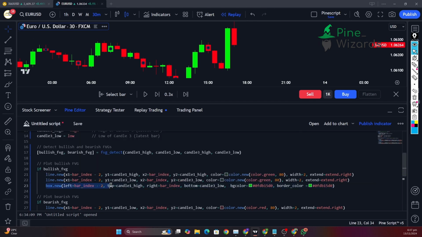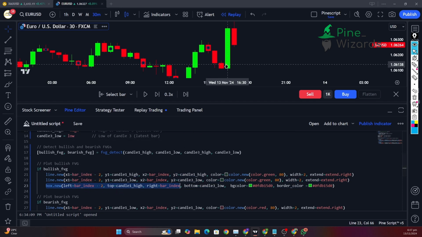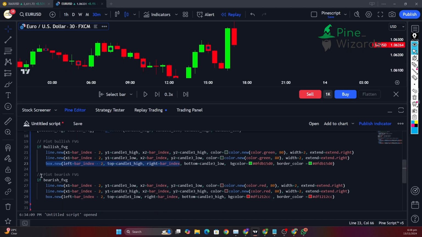Similarly, we will plot the box using the box.new function, and we will use the left, top, right, and bottom values of this area, that is candle 1 high, candle 3 low, and then the bar index of this candle, and then the bar index of the latest candle, and then we will also extend the box, and then we'll close the box on this latest candle. Now similar is the case with the bearish fair value gaps.